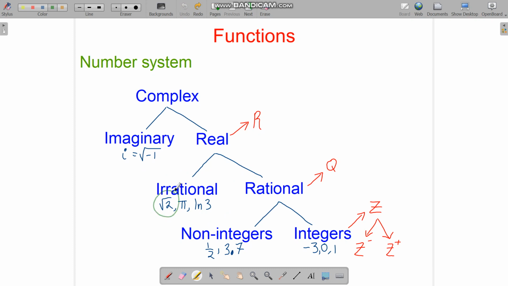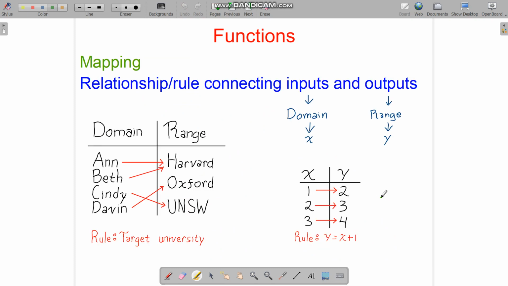Irrational means with surds or transcendental or ln or logarithm. And non-integers means it can be fraction or decimals, and integers means whole numbers. We use the letters R, Q, and Z. Z minus means negative integers, Z positive integers.